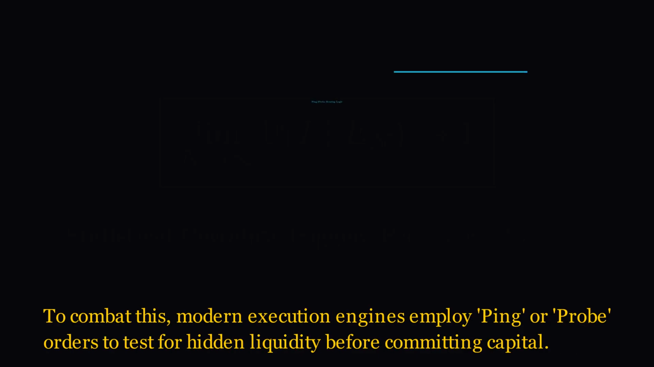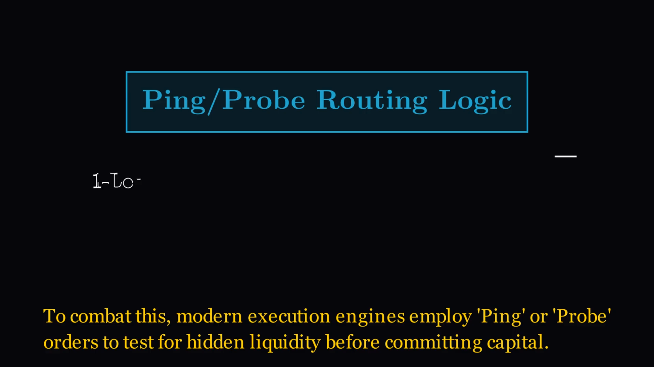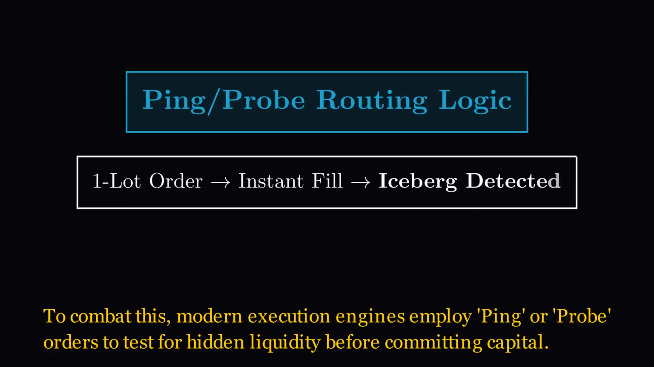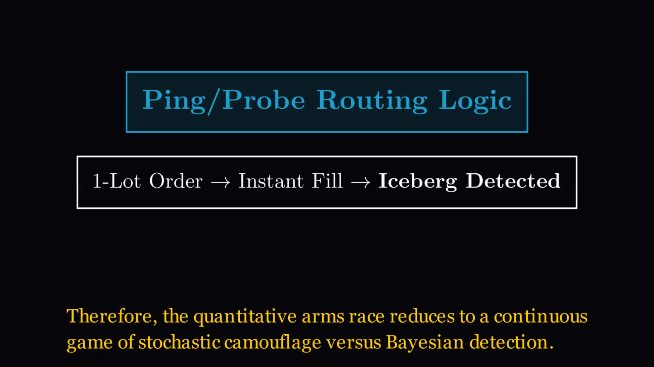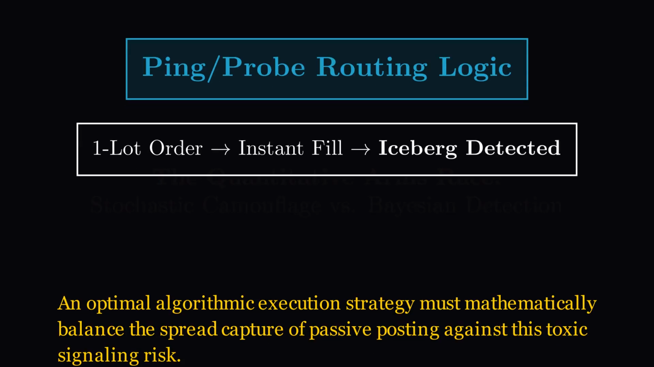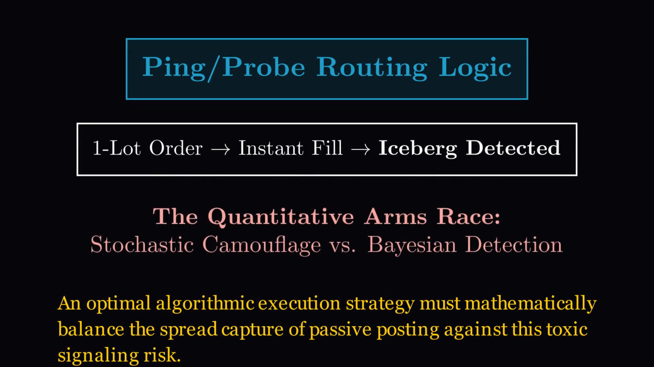To combat this, modern execution engines employ ping or probe orders to test for hidden liquidity before committing capital. A one-lot order is fired into the dark pool or lit exchange. If it is instantly filled with zero slippage, the engine assumes an iceberg exists. Therefore, the quantitative arms race reduces to a continuous game of stochastic camouflage versus Bayesian detection. An optimal algorithmic execution strategy must mathematically balance the spread capture of passive posting against this toxic signaling risk.